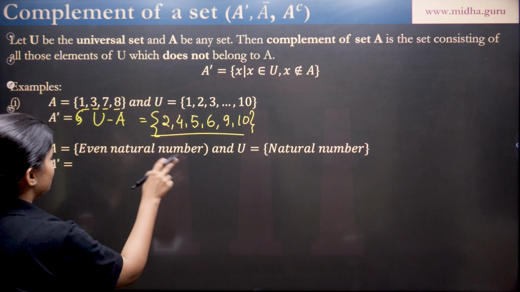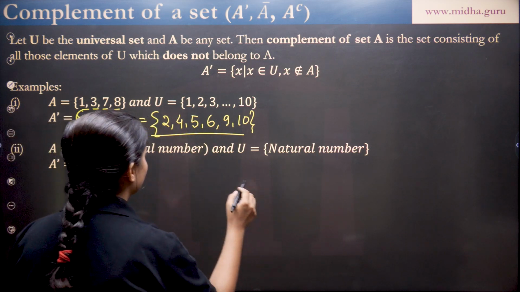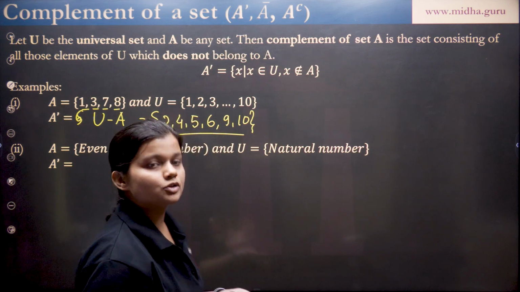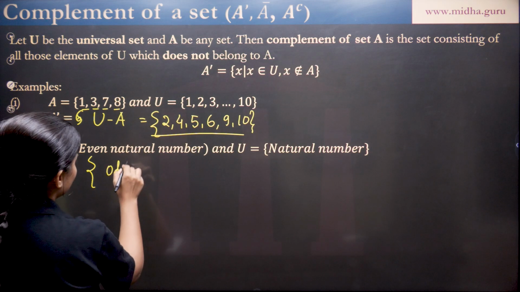Next is even natural number. The set A is even natural number and universal set is natural number. So if we remove all the even natural numbers from the set of natural number, what do we get? We get odd natural number only.